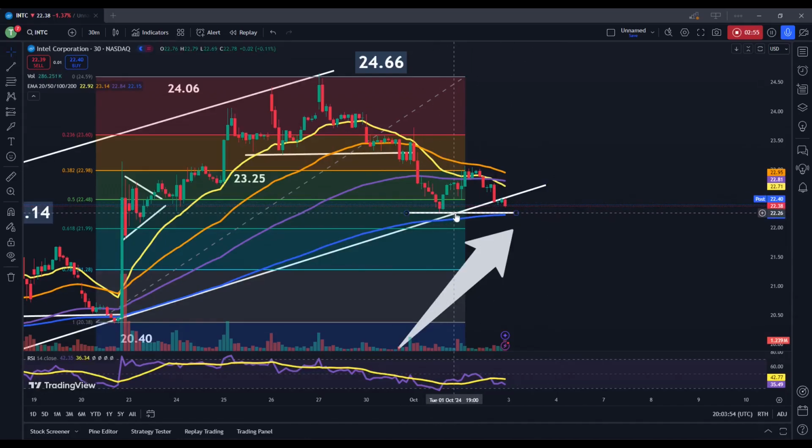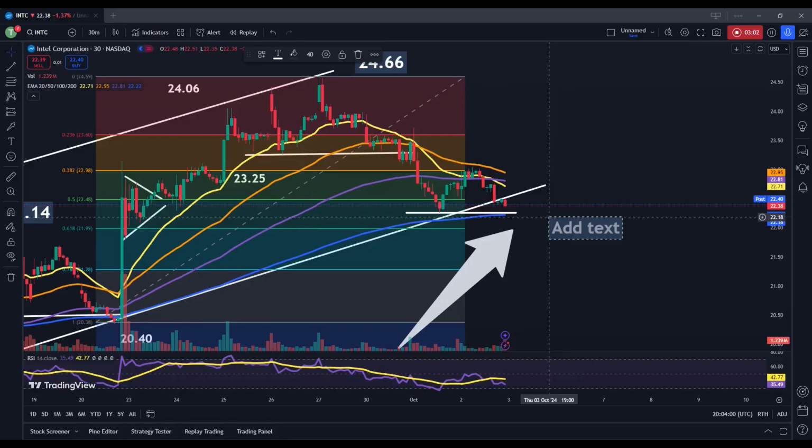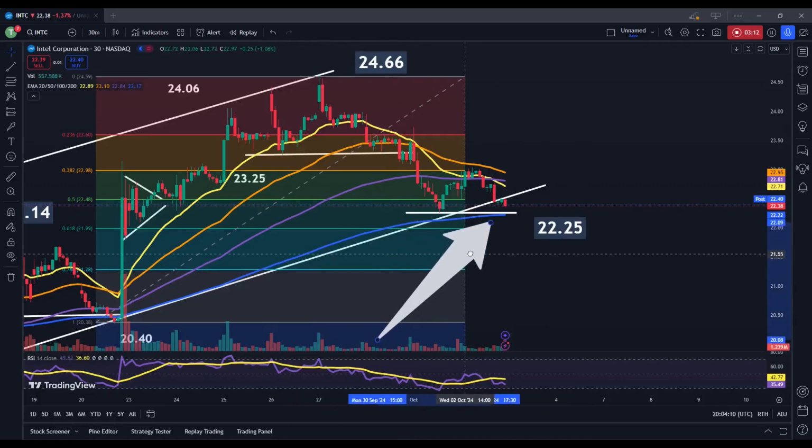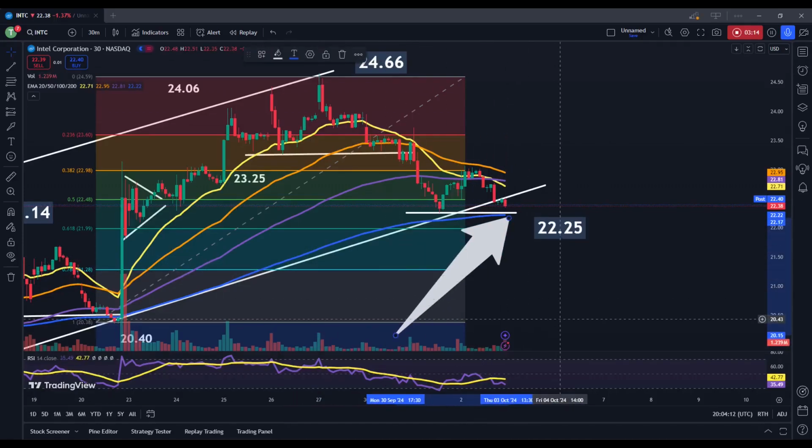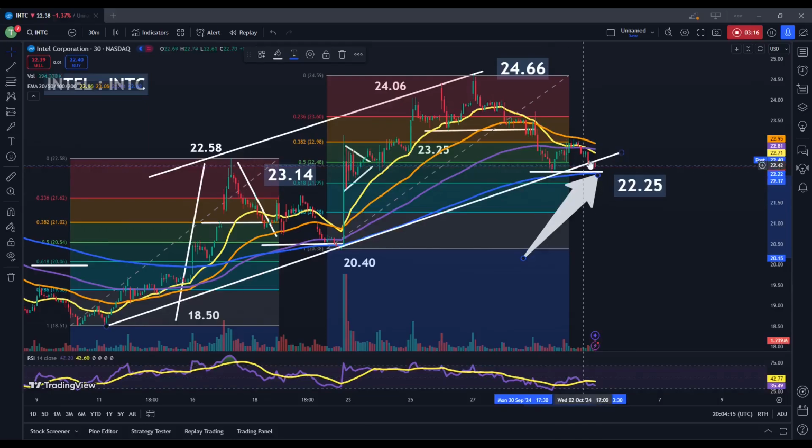As we can see, we didn't really close below that roughly 22.25 support zone. Let me just write that in here. So 22.25 is a prior area of historical support, and as we can see, that blue line is coming right into contact with that area. So it is a negative that we are starting to pressure this uptrend channel.